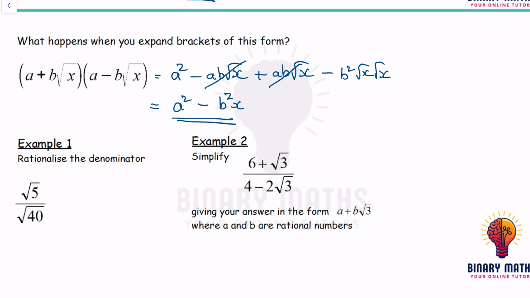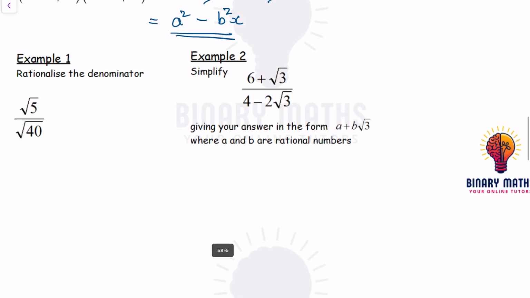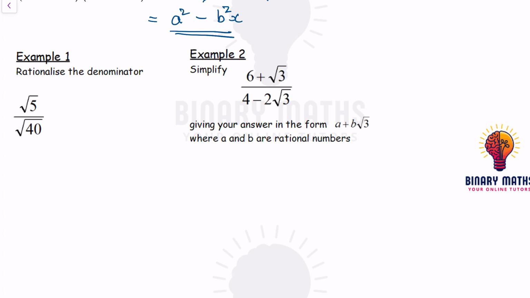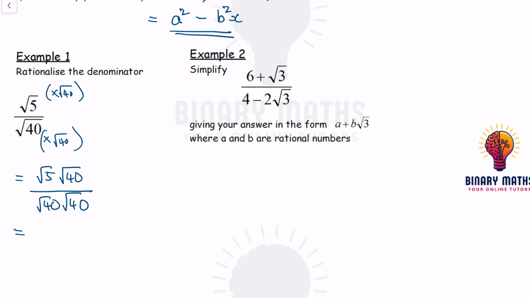So if I have root 5 over root 40 and I need to simplify that surd, the first thing I need to do is think root 40. Because I want to get rid of root 40, I need to multiply the denominator by root 40, which means I also need to multiply the numerator by root 40. So when I do that, I get root 5 times root 40 over root 40 times root 40. Now in the numerator, I end up getting root of 200 over 40.